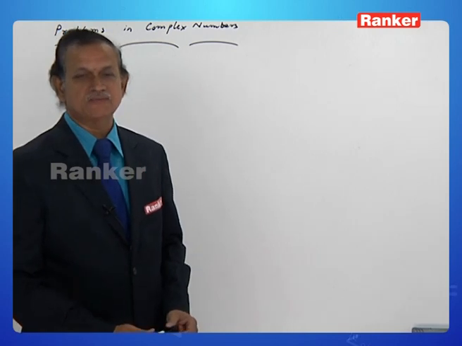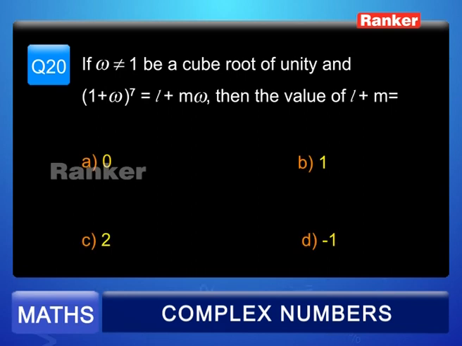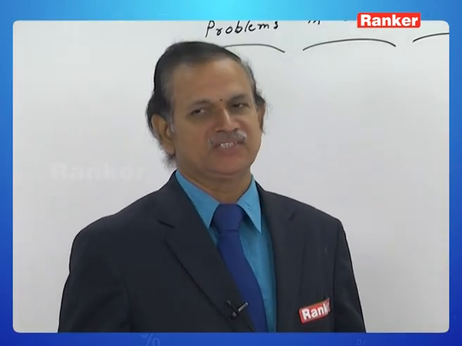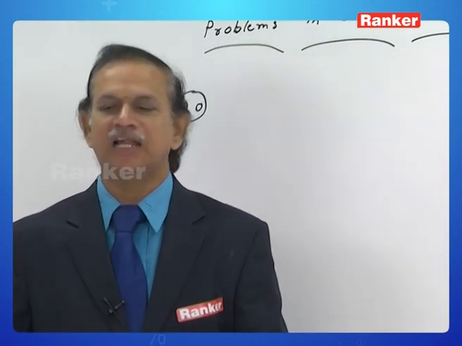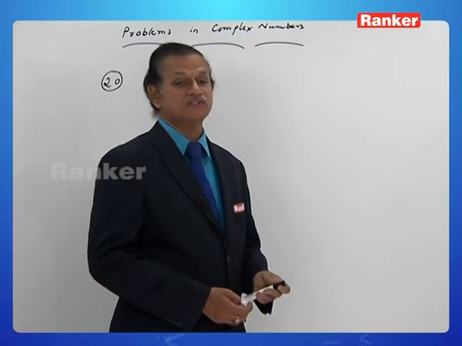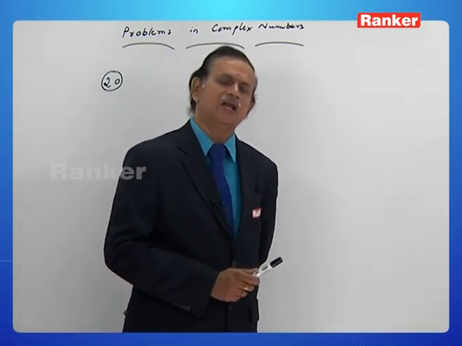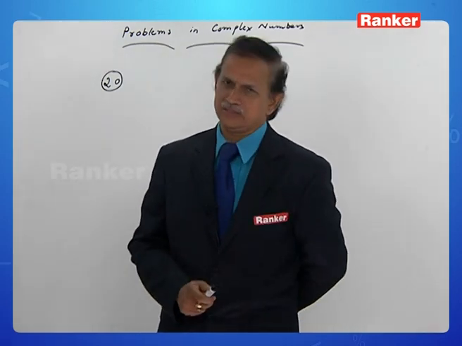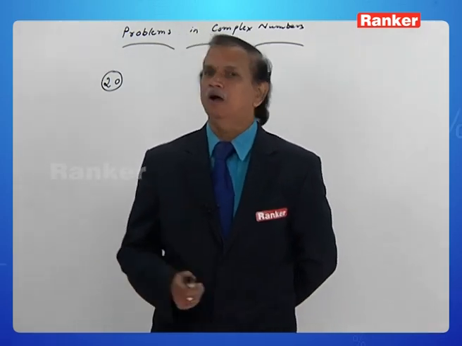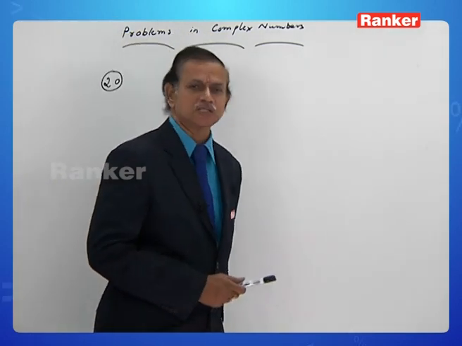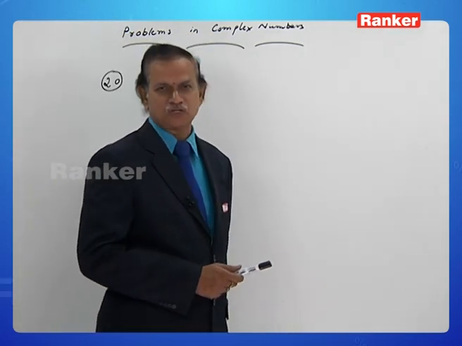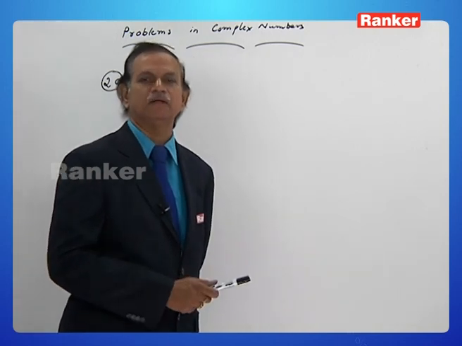We now see the next question before us, that is question number 20. If omega different from 1 be a complex cube root of unity and 1 plus omega whole power 7 is equal to L plus m omega, then the value of L plus m is, that is the question. What is asked? L plus m. From where are you getting L and m? 1 plus omega whole power 7 has been expressed in terms of omega as L plus m omega. So it is no doubt essential to have the value of L and value of m also.